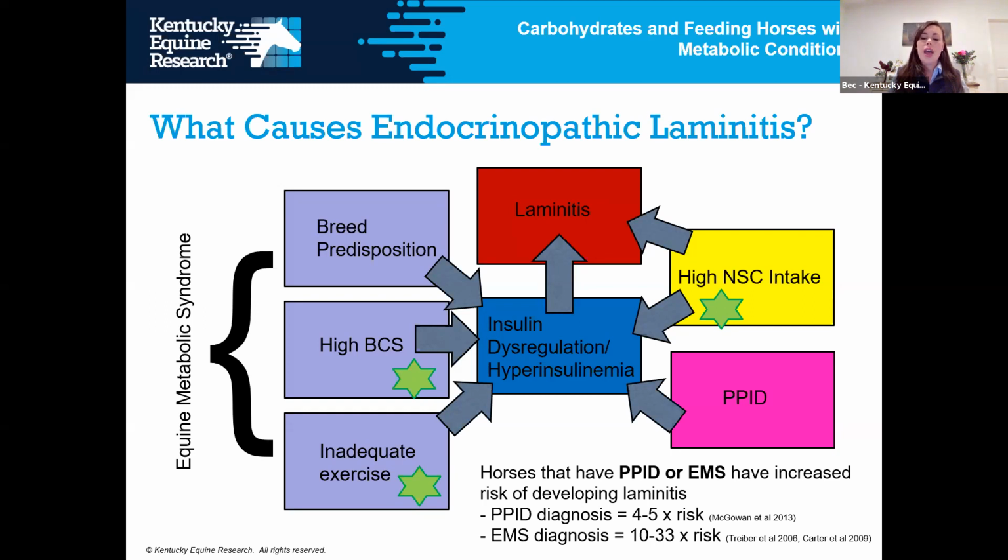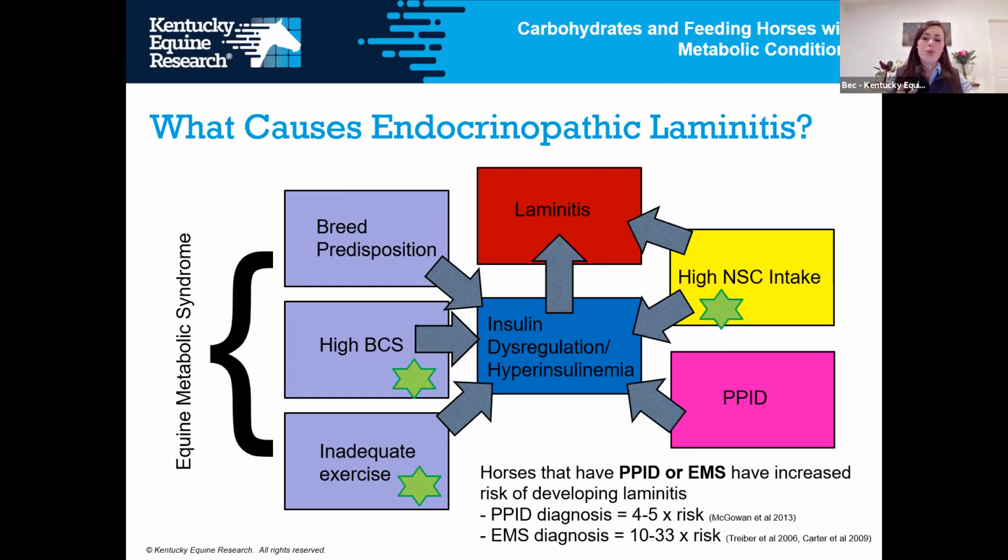So horses that do have PPID or EMS do have an increased risk of laminitis. And, you know, there's a couple of studies that have given us an indication of just how much more likely they are to develop these. For PPID, we're looking at sort of that 4 to 5 times the risk, and that was some work done by Kathy McGowan quite a few years ago now. And the same with EMS, where we're looking at up to sort of 30 times the risk factor for developing laminitis. So it is a very, very real worry for horse owners that deal with these horses.